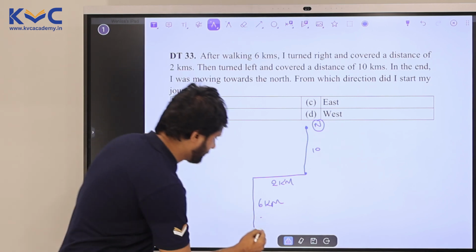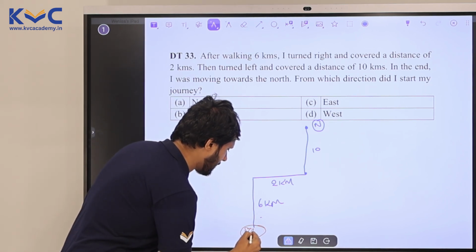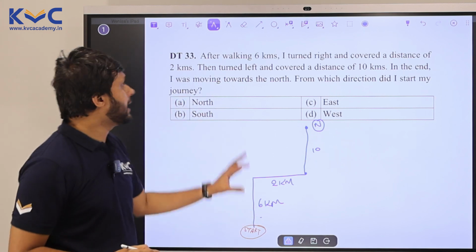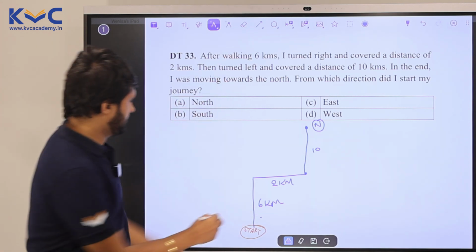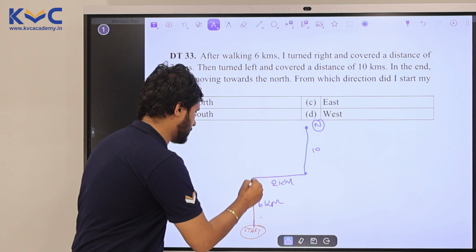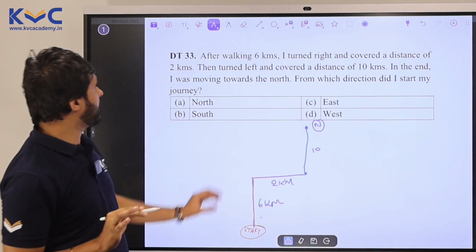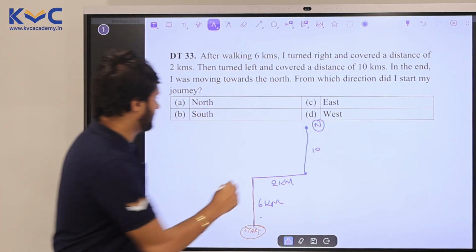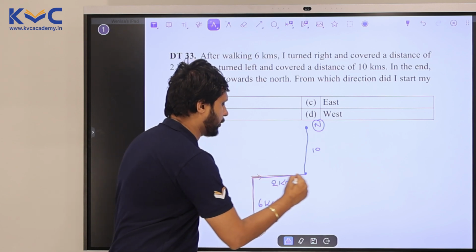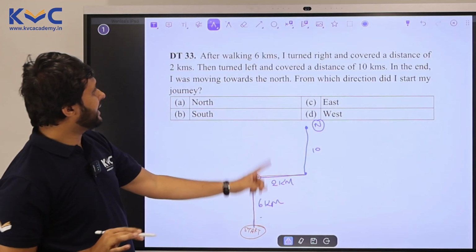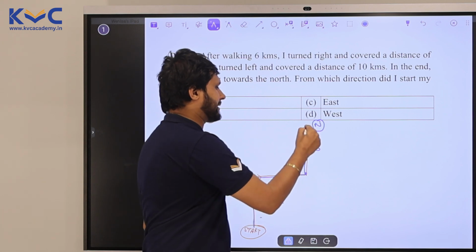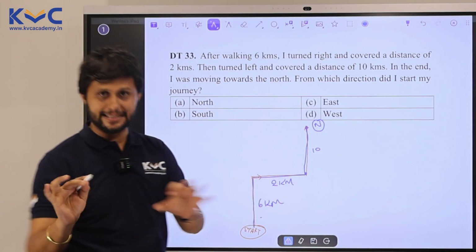Okay. Let me start from here. START. I start from here. I go 6 kilometers and reach over here. Correct. And then what do I do? I turn right. Okay, this is right side for me. 2 kilometers comes over here, and then I go 10 kilometers facing north. It's absolutely right what we have done in the reverse calculation.